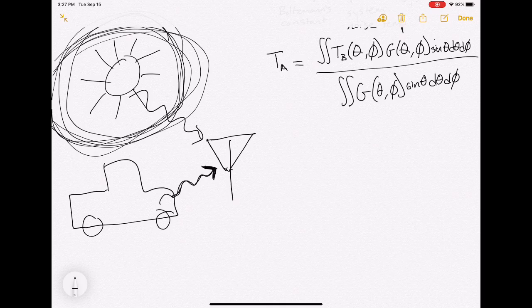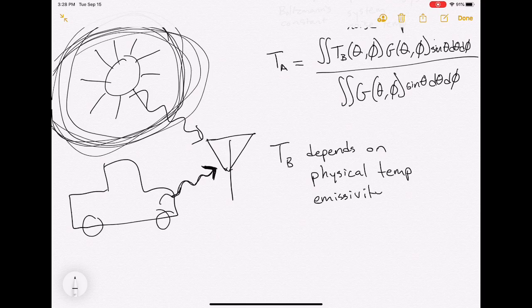But for a physical object, that brightness temperature depends on the physical temperature of that object and also a property it has called emissivity, which is a measure of how well electromagnetic radiation can actually leave the object or whether it gets trapped inside. It has to do with the reflection coefficient of waves entering and leaving the object.